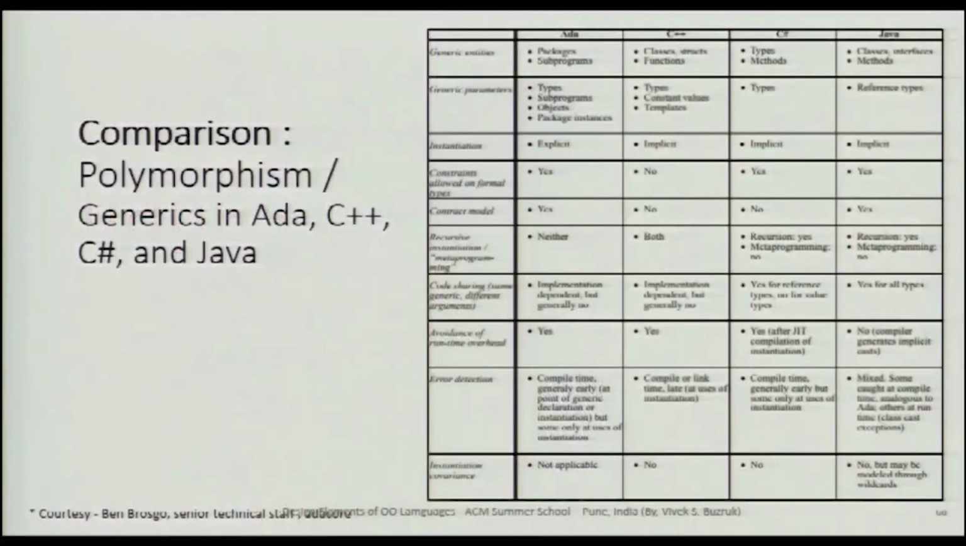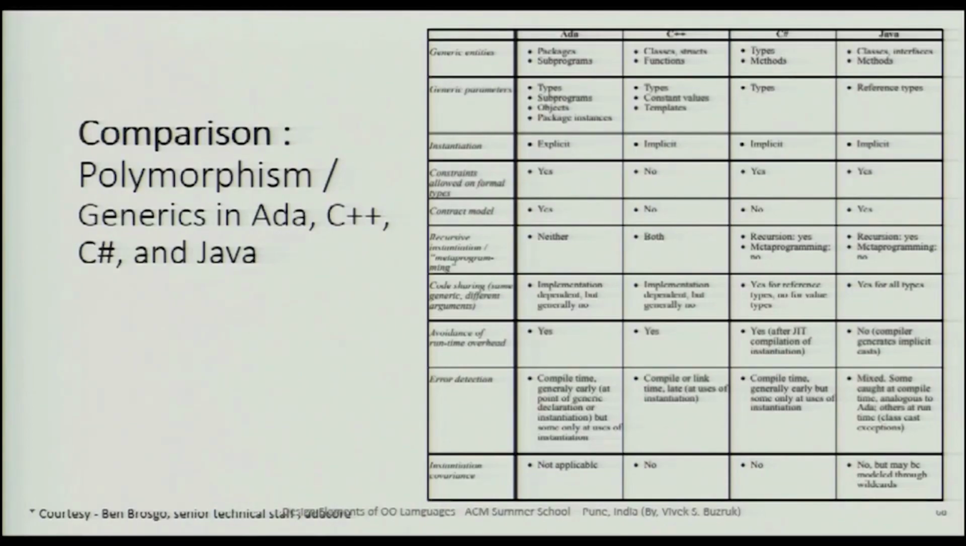So generics, whenever polymorphism is introduced in a language, whether I need an explicit instantiation or not, that is the one thing that people check. Also, whenever generics is implemented, whether it is implemented as code sharing or not.